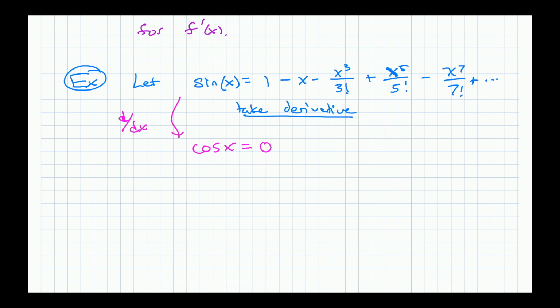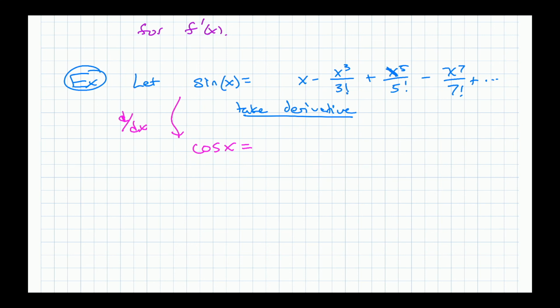Okay, you know what? I'm really sorry. I have no idea what happened here. This is the series for sine. I don't know why I started with 1 minus. It's x minus x cubed over 3 factorial plus x to the 5th over 5 factorial. So sorry for that. So now let's take the derivative.